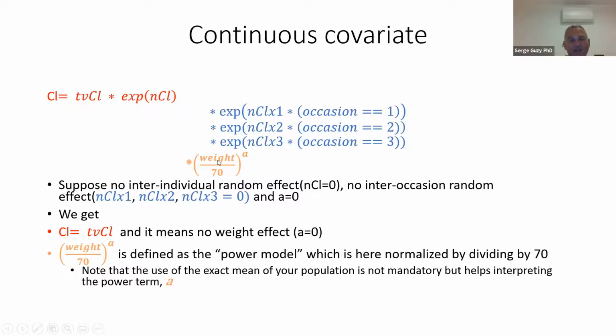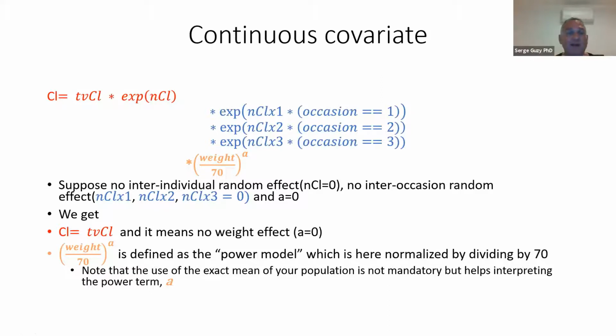Now, let's just see how it's working. The clearance depends on the weight, because you can see that the clearance, CL, is equal to the typical value multiplied by the between subject random effect, multiplied by the within subject random effect, and then I have the weight term. To simplify things, suppose that A is positive, larger than 0. Suppose that I don't have between subject variability, then this cancels, it's 1. Suppose that I don't have interoccasion variability, then this cancels. I just have the clearance equal to TVCL multiplied by weight divided by 70 exponent A. And suppose that A is equal to 1.